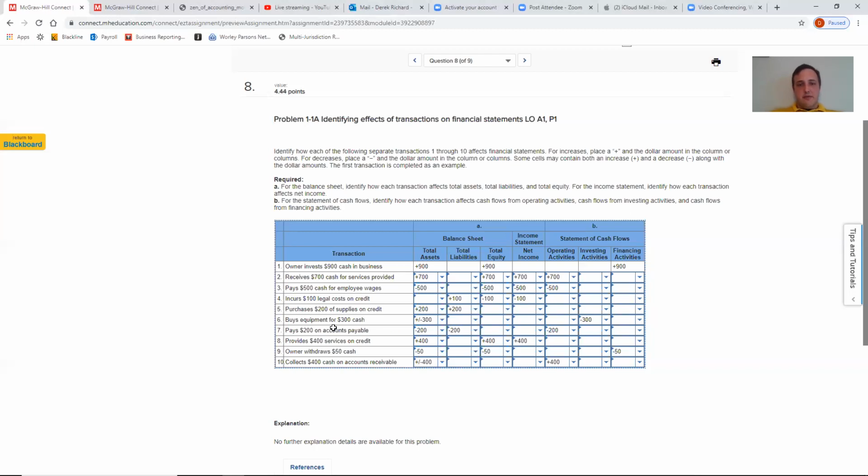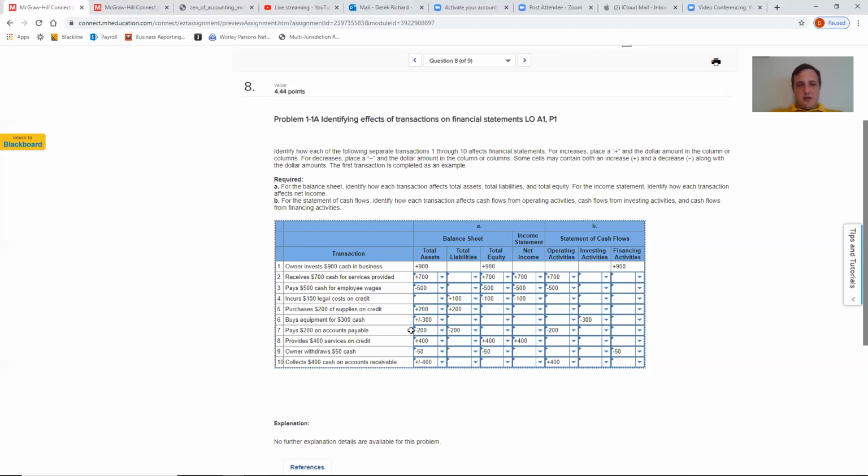Now we buy equipment for $300 cash. So our assets are actually going to be even. We have plus and minus 300 because cash is leaving the door, so that's going down, but we're getting equipment, so that's coming up. It's an investing activity because we're buying equipment for the future. So cash is leaving the door, so it's negative for investing.